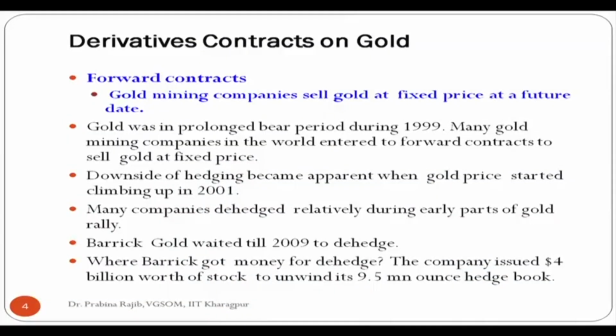Now, if you see this particular slide, to de-hedge in the year 2009, the company issued $4 billion worth of stock to unwind its 9.5 million ounce hedge book. So during 2009, it still had contracts to deliver 9.5 million ounces of gold at a fixed price, and de-hedge comes with a cost.